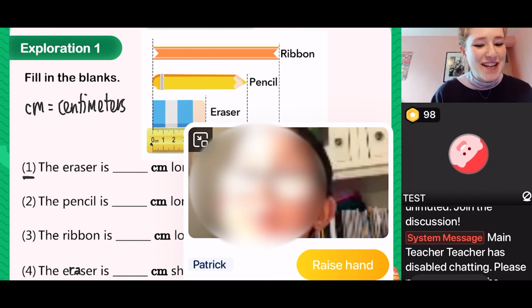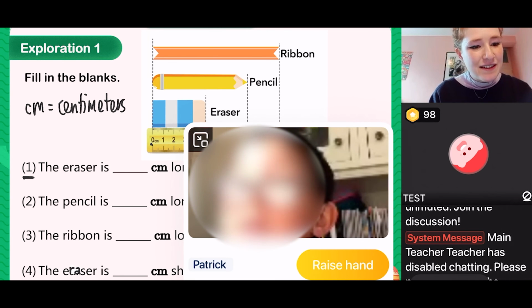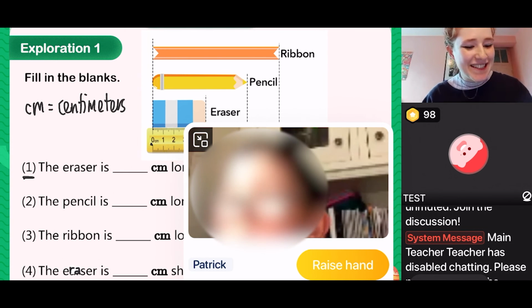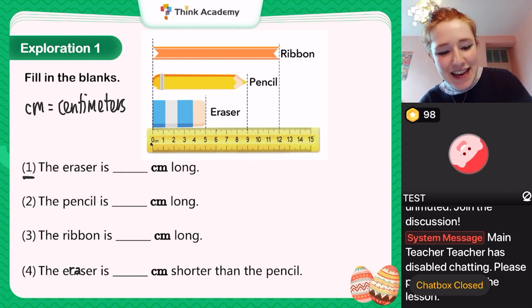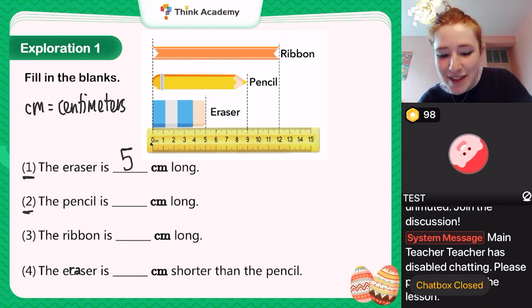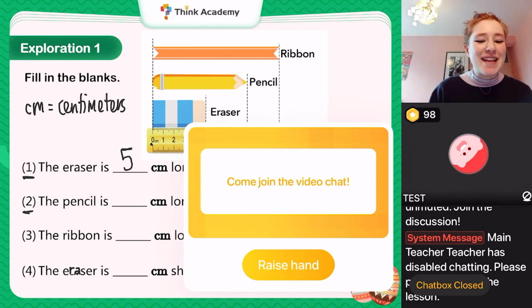What do you think, Patrick? The eraser is 5 centimeters. Perfect, brilliant answer. Thank you very much for sharing. Let's write it in. So our eraser is going to be 5 centimeters long. What about our pencil then? Who can help me out with this one? What do we think about our pencil here?